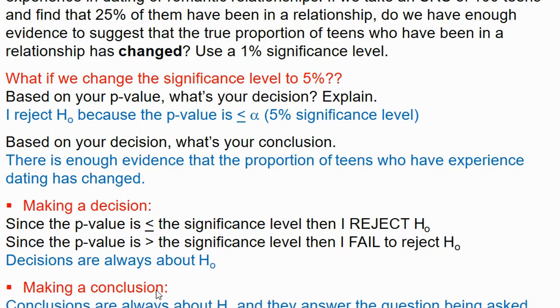And the final thing about the conclusion is that conclusions are always about the HA. Or in other words, they answer the question that's being asked. So this whole question was asking, has the proportion of teens that have experienced dating changed? And that's what you're answering. Yes, we have evidence that it has changed, or no, we don't have evidence that it's changed.